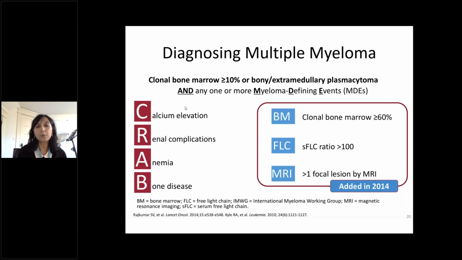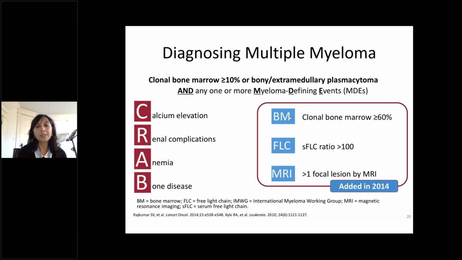And then in 2014, based on some research studies and review of some databases, they found that some other features predispose patients to fairly significant complications, and that meant that we should really intervene with treatment at that point rather than waiting for the CRAB criteria to develop. So we call them biomarkers, and the first is if there's a plasma cell population greater than or equal to 60%.